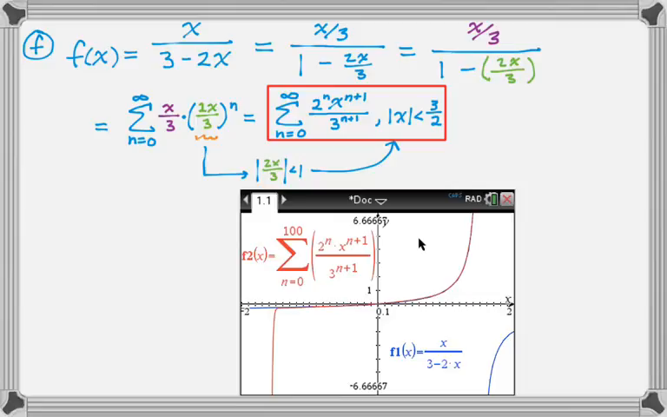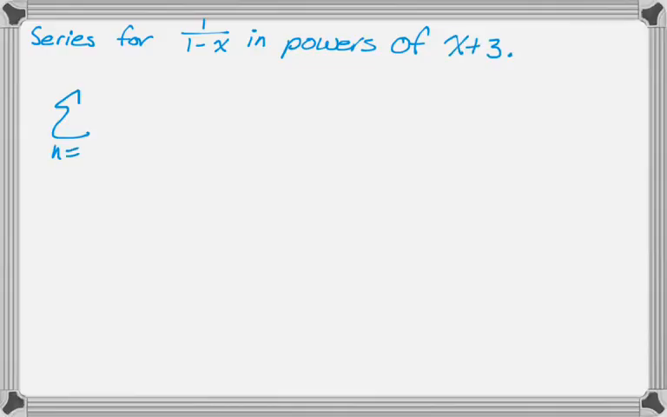Okay, the next question is a little different. What I want is a series for 1 over 1 minus x, but I want it in powers of x plus 3. Okay, so what does that mean? That means that I'm going to end up writing a summation.